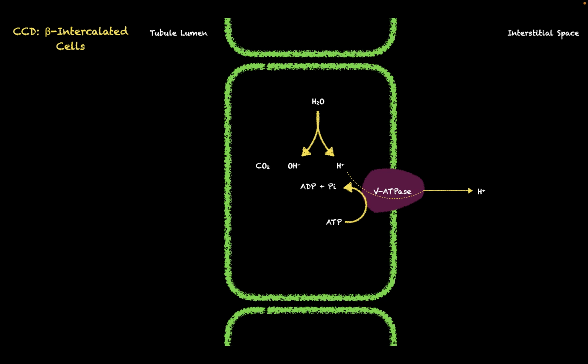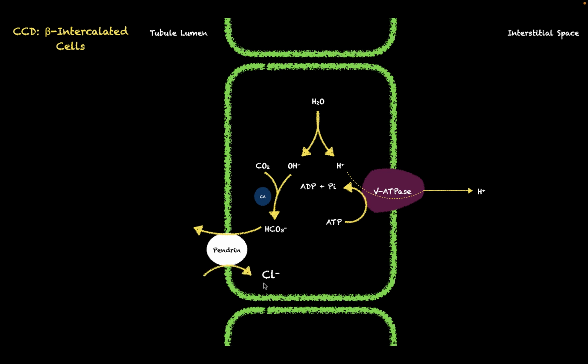So inside the cell we have carbon dioxide, and the carbon dioxide will combine with hydroxide to form bicarbonate. And this reaction will be catalyzed by carbonic anhydrase. So once the bicarbonate is formed, it will basically be exchanged for chloride via the action of pendrin. So pendrin exchanges bicarbonate for chloride.